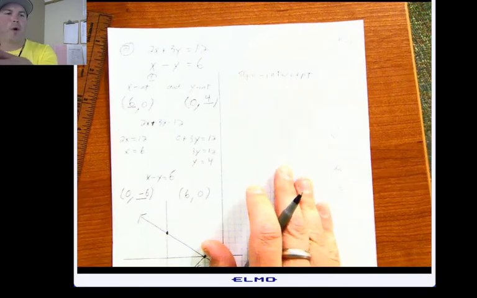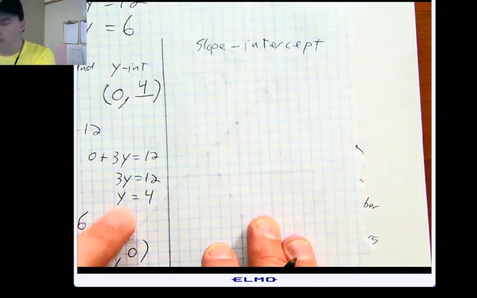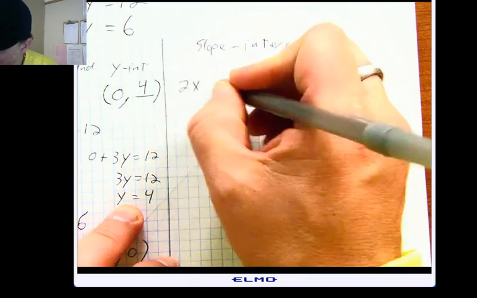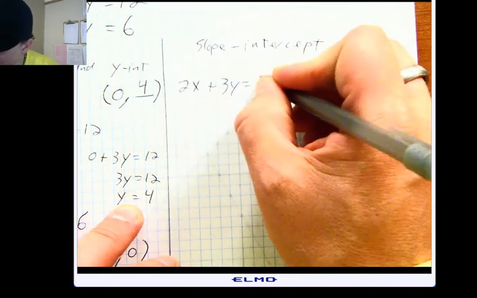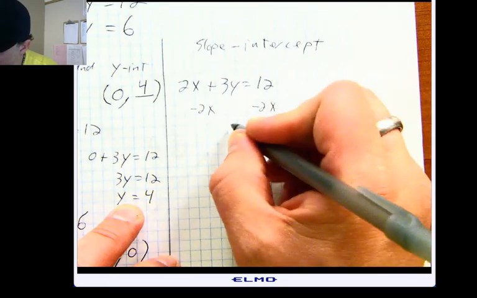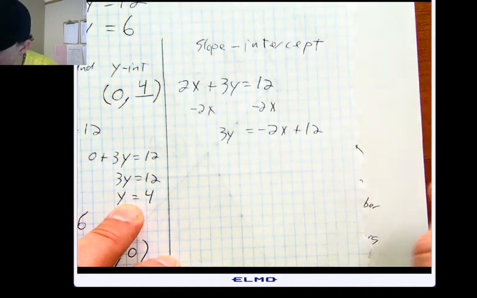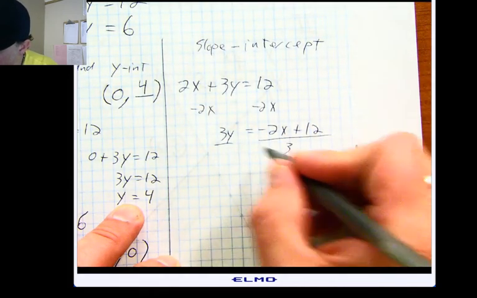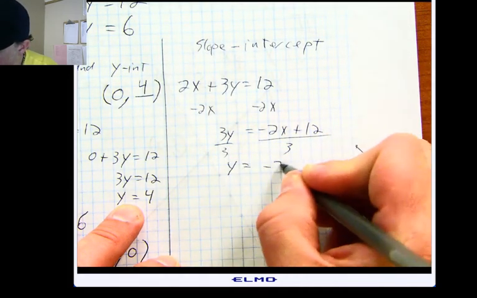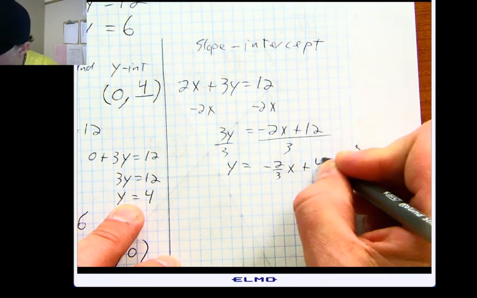So I'm going to take both of my equations and algebraically solve them for y. I take 2x plus 3y equals 12. Subtract the 2x from both sides, so I get 3y equals negative 2x plus 12. Divide everything in the equation by 3, and y ends up equaling negative 2/3 x plus 4.